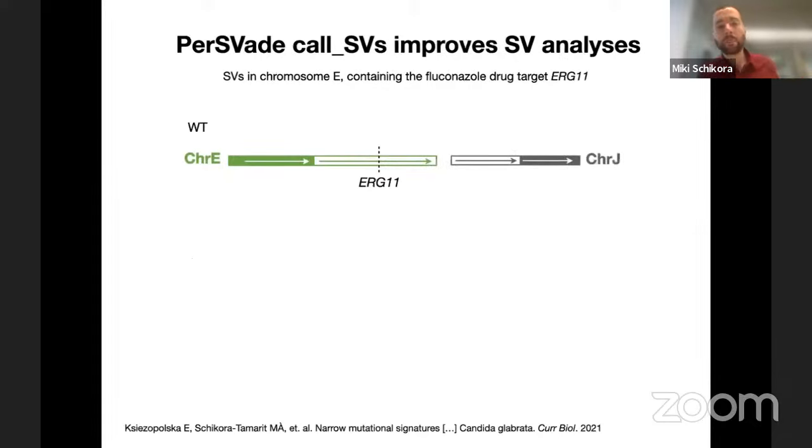For example, we find structural variants in this chromosome E that contains the drug target of this ERG11, which is the fluconazole drug target. Basically, this is how these two chromosomes look in the wild type strain.